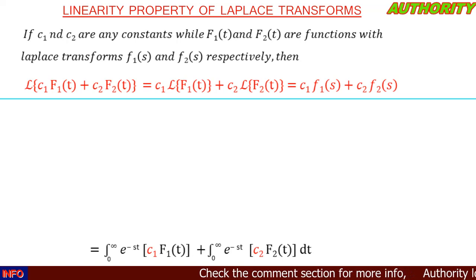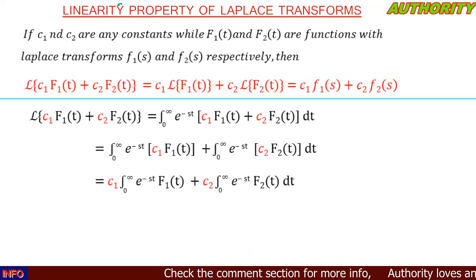So the constants we have here are c1 and c2 in the functions f1 of t and f2 of t. So we take the c1 and c2 that are constants behind the integral sign. So when we do so, what are we going to have? We're going to have c1, the integral from 0 to infinity, e raised to the power of minus st, f1 of t dt, plus c2, the integral from 0 to infinity, e raised to the power of minus st, f2 of t dt. All right, good.